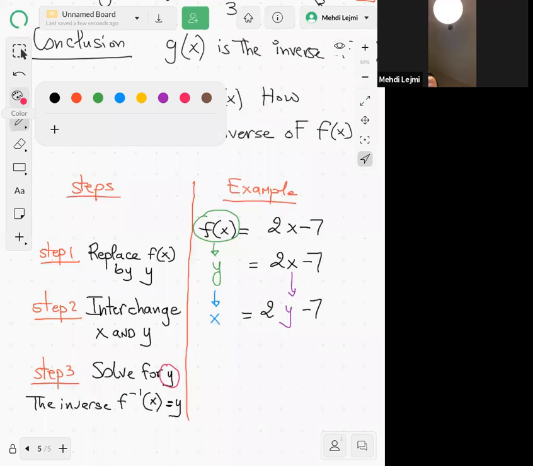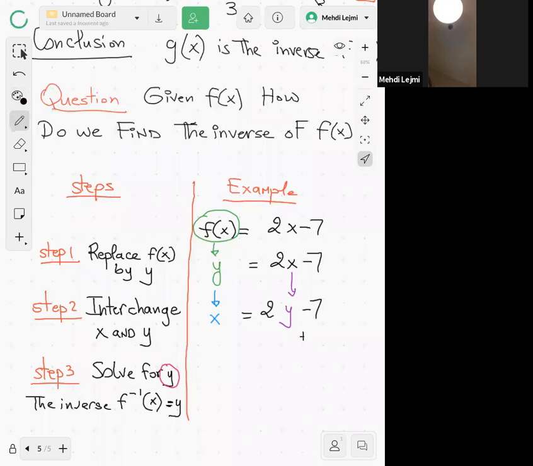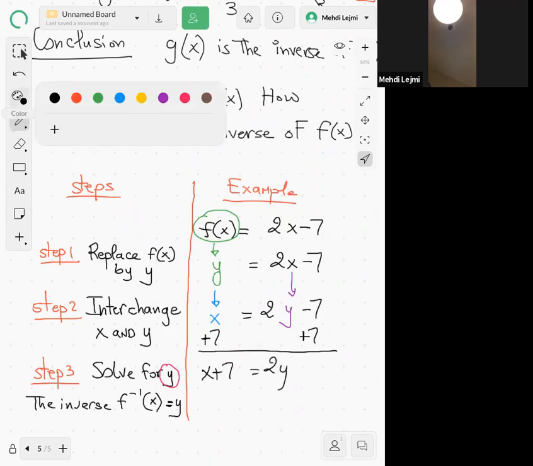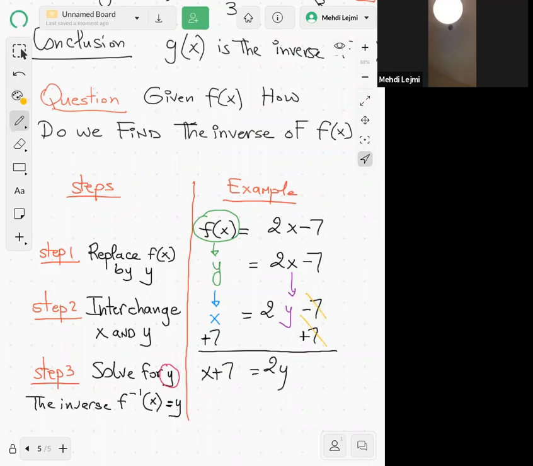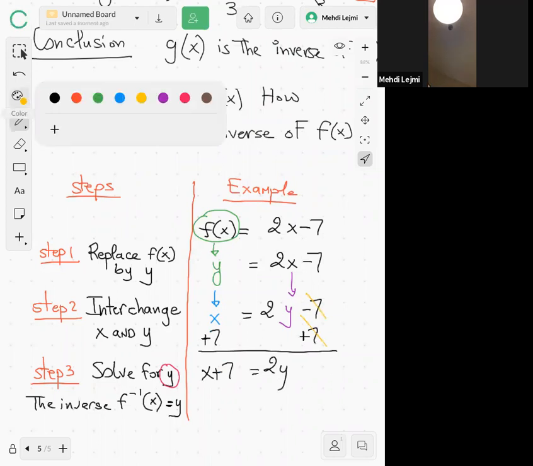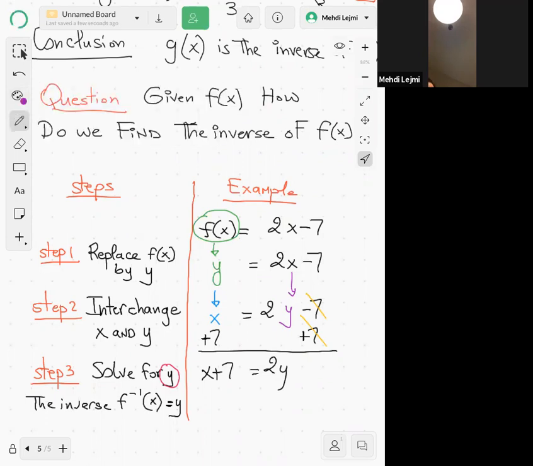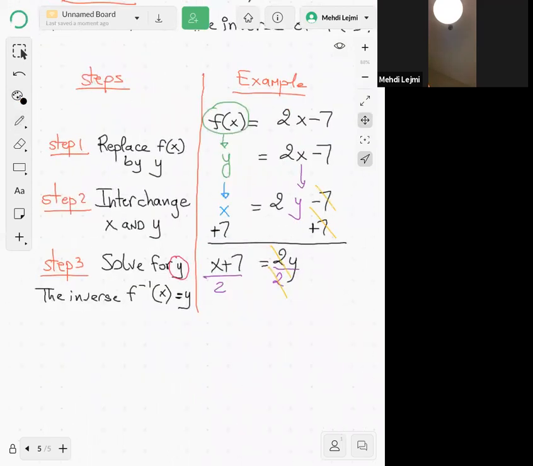I'm going to get rid of the 7 here. This is plus 7. So plus 7 here, both sides. So this is x plus 7 equal to y, right? This minus 7 plus 7, they cancel out. And now I'm going to divide by, it's 2y. So I'm going to divide by 2, both sides. And so if you divide by 2, of course, then you get your solution. So then y would be equal to x plus 7, the whole thing divided by 2.